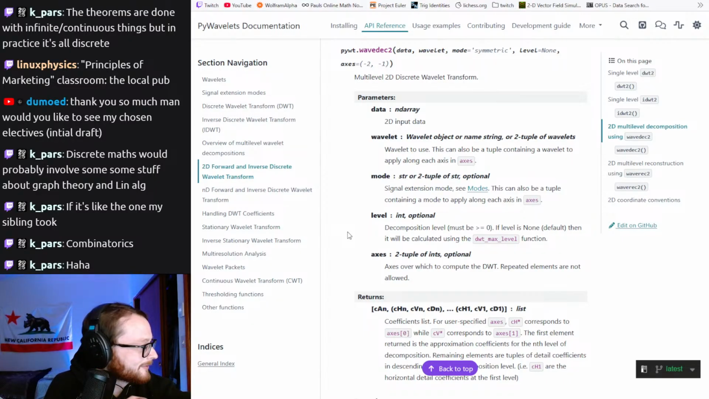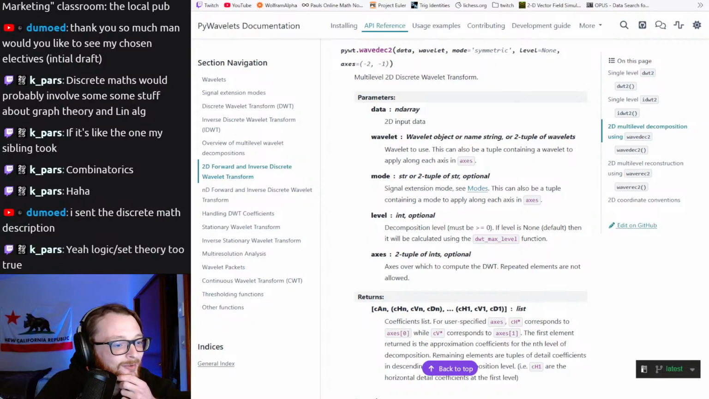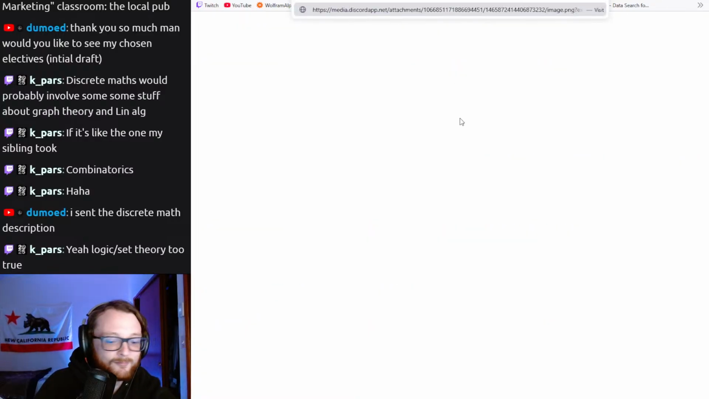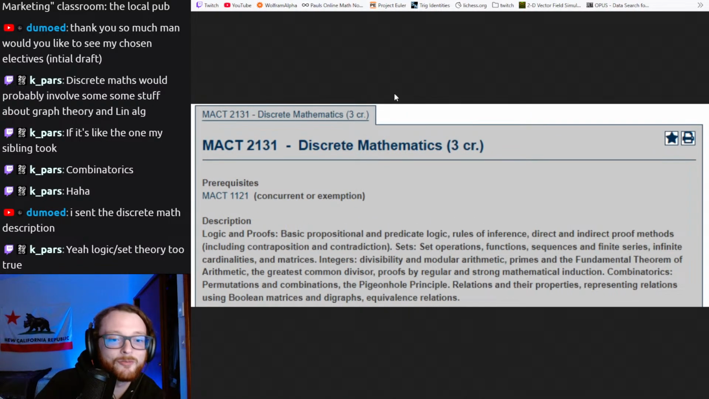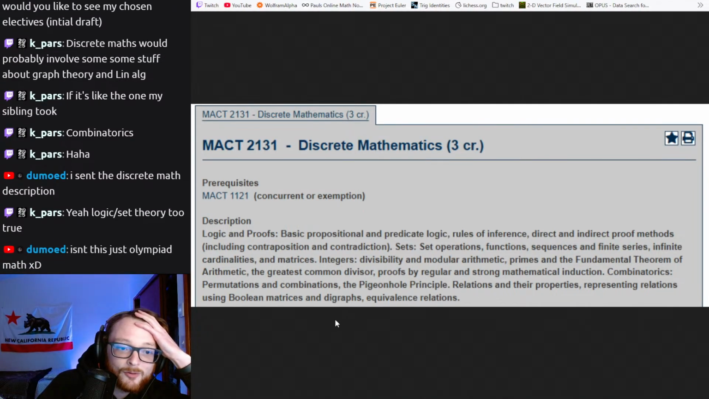Ooh, what else? I can't remember. Yeah, it's a good dash of combinatorics. Okay, this is the discrete math for Doomwood School. Ooh. A little bit of number theory. Oh yeah, that looks pretty typical, I guess, for what I think of as discrete math. This is, I guess, more than I did in my discrete math class.